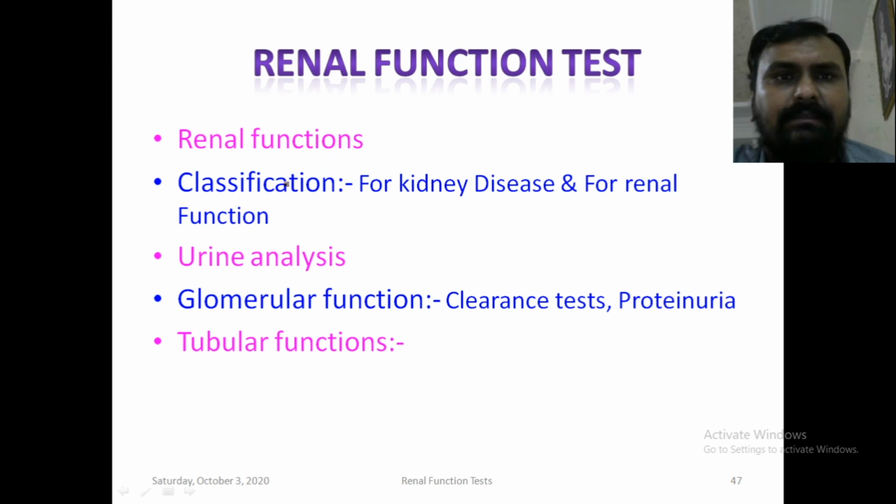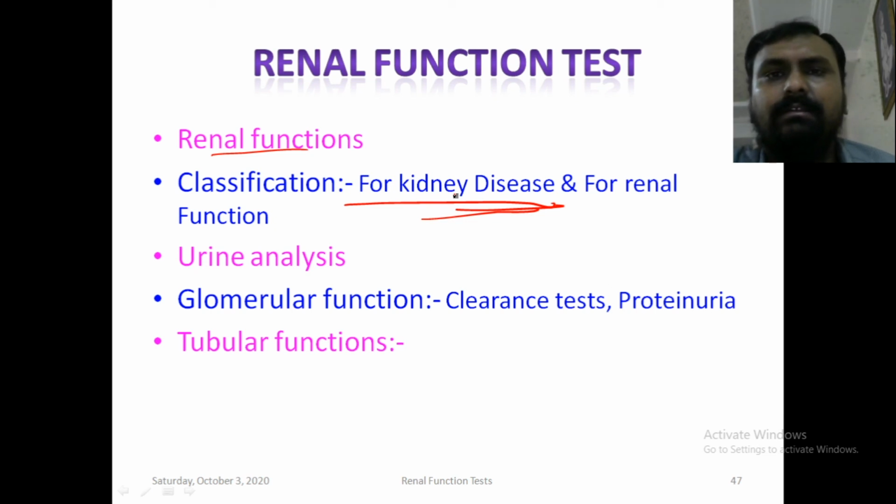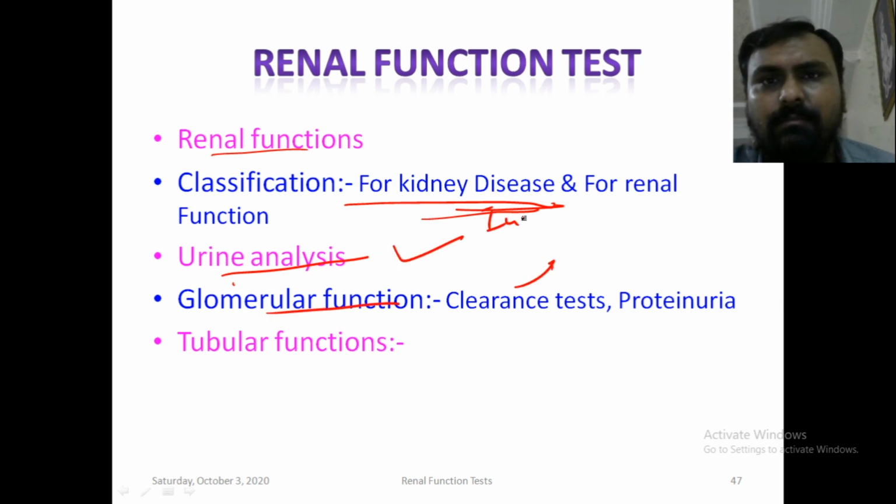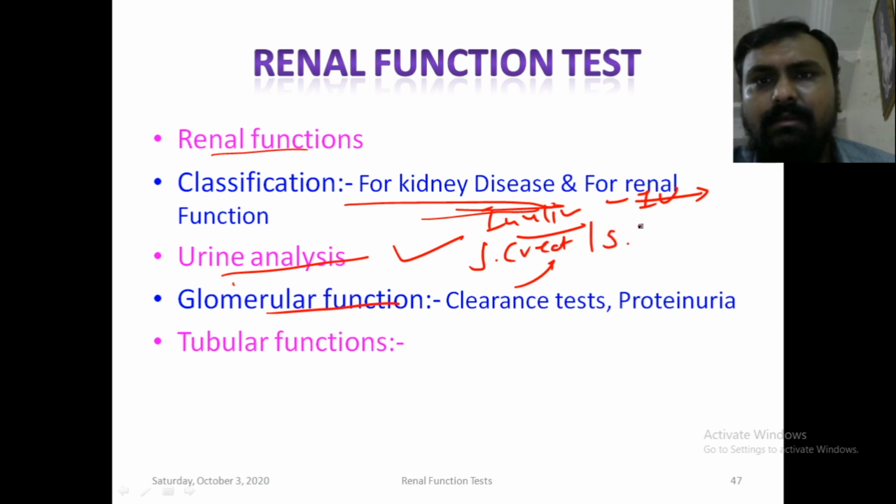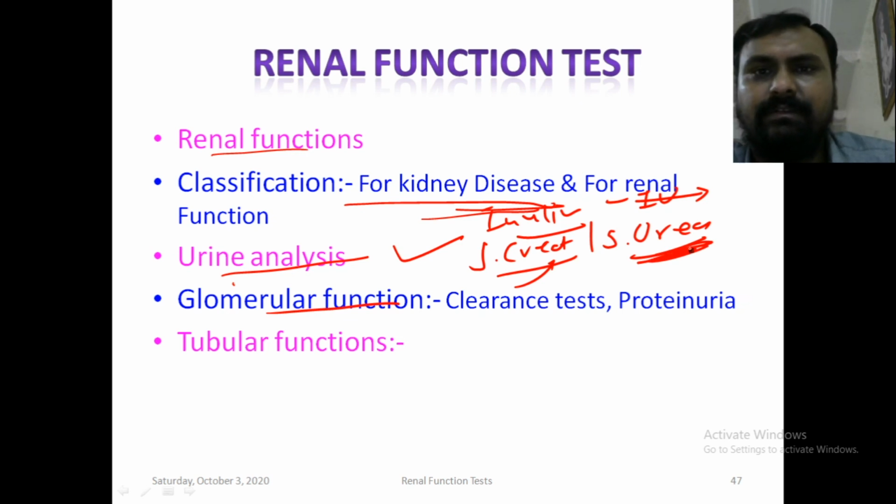So to summarize, renal function tests will help us classify the diagnosis and prognosis of kidney disease. We do urine analysis. We do glomerular function tests in the form of clearance. Of the clearances, the most important is inulin, but its only disadvantage is that it has to be given IV. Endogenous substances like serum creatinine and serum urea, so creatinine clearance and urea clearance, give us a better idea about the function.